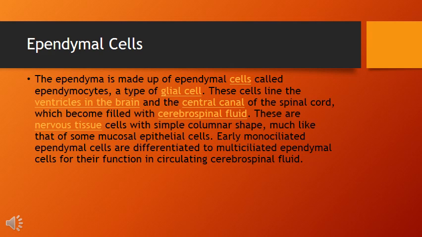These are the nervous tissue cells with a simple columnar shape, much like that of some mucosal epithelial cells. Early monociliated ependymal cells are differentiated to multiciliated ependymal cells for their function in circulating cerebrospinal fluid, that is CSF.